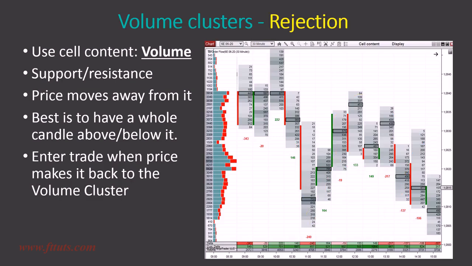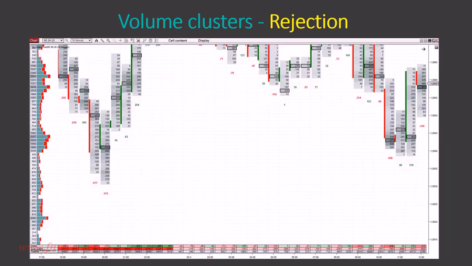All right, so that's the rejection. Let me now show you some examples. Now you always want to first look for a rejection like this. This is a strong rejection of lower prices, which means you will be looking for longs. And only after you see the strong rejection, you will start looking for significant volume clusters within the rejection. All right, in here, pretty massive volumes right there, those two.